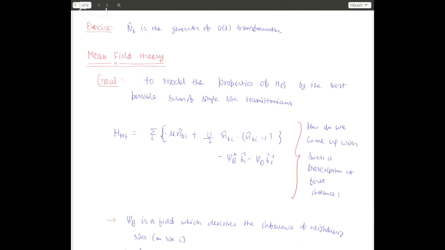This part, the mean field theory, I have taken from Subir Sachdev's book. There is this good book by Subir Sachdev called Quantum Phase Transitions. You can look in chapter 9, which is basically a chapter on the Bose-Hubbard model. There he discusses such things in nice detail, at the level of Sakurai. So we try to model our Hamiltonian using the best possible sum of single site Hamiltonians.